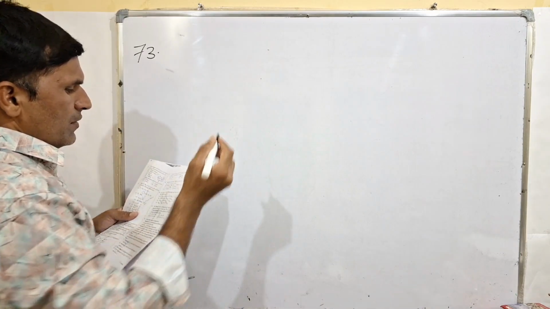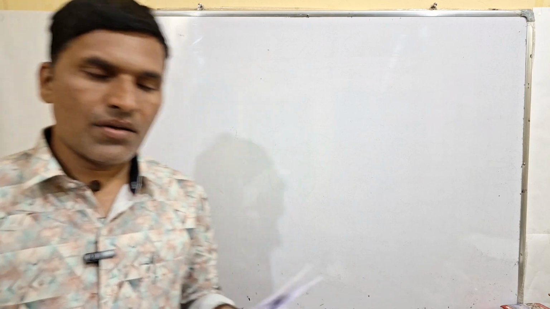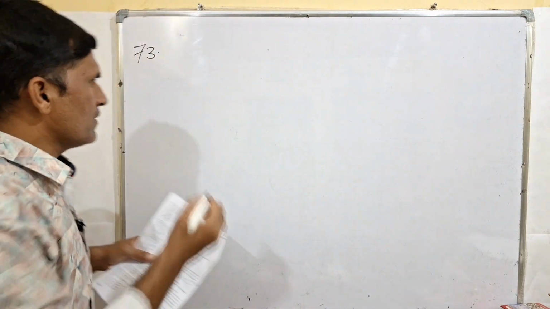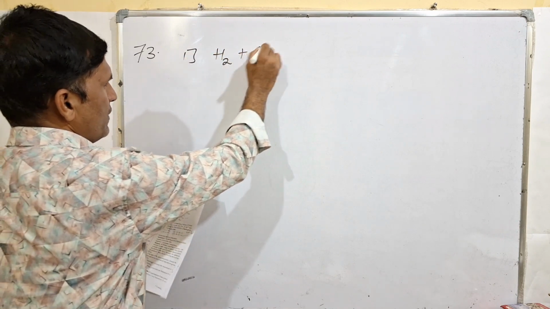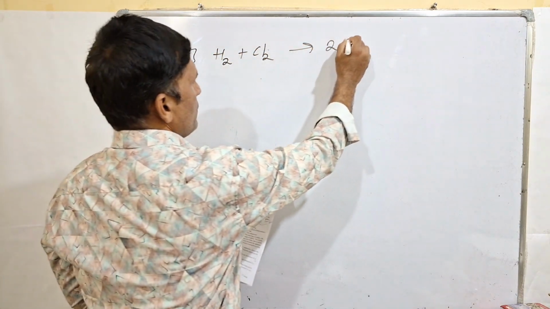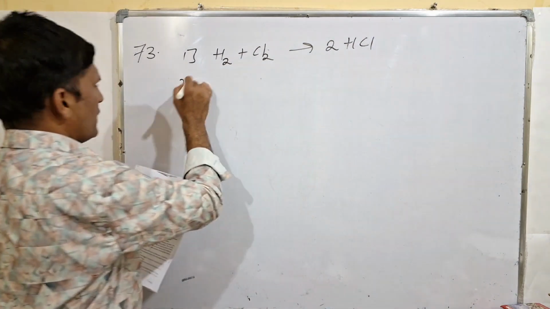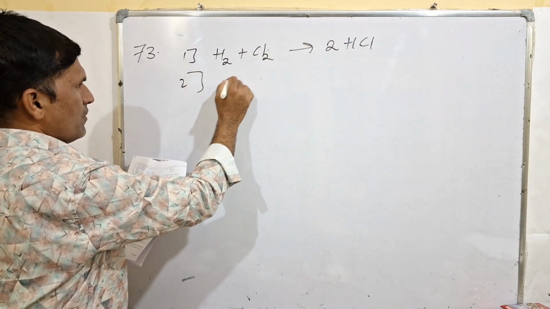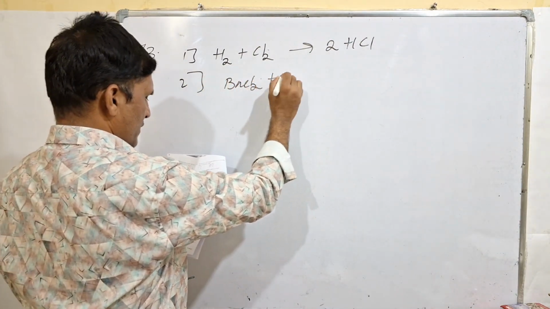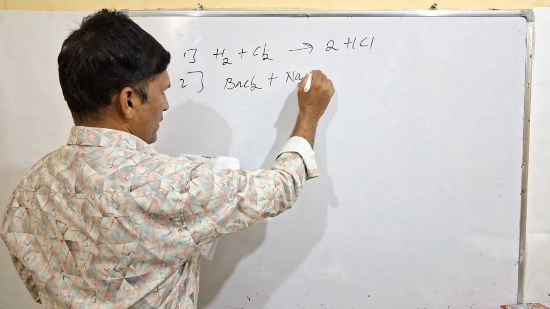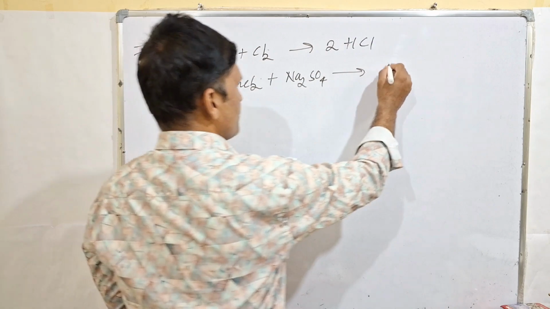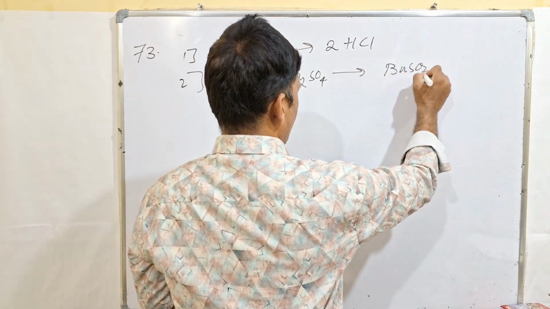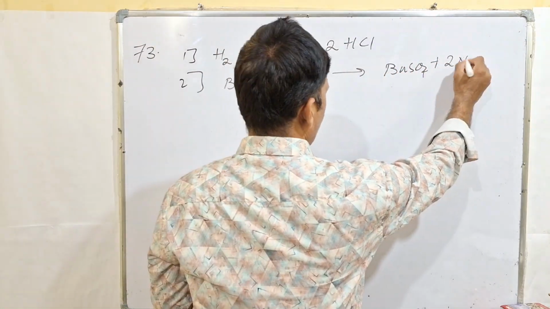Which one of the reactions is not a redox reaction? I will write the options. Just try to identify this one. The first gives 2HCl. The second option is barium chloride plus sodium sulfate to give barium sulfate plus 2 moles of NaCl.